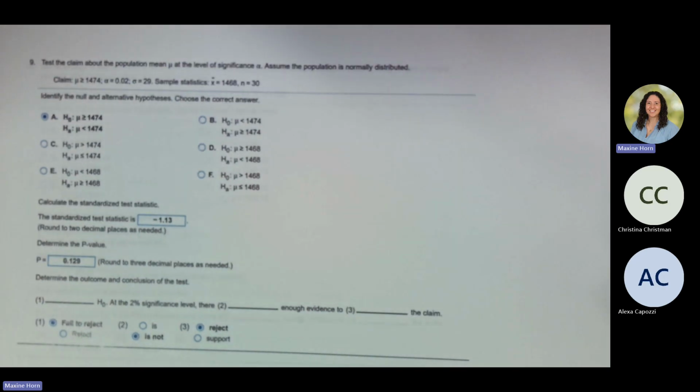So, test the claim about the population mean at the level of significance alpha. Assume the population is normally distributed. They're making sure to tell us that because in some of these problems, our n is not going to be as high as it needs to be. And that's okay as long as it's normally distributed.